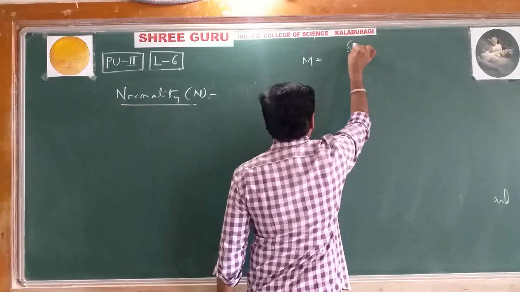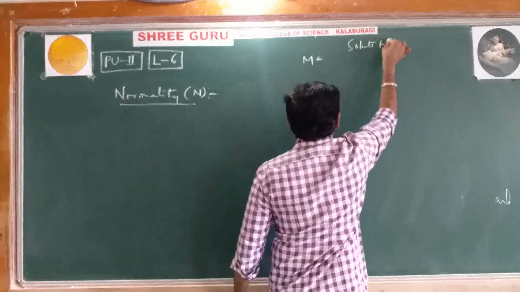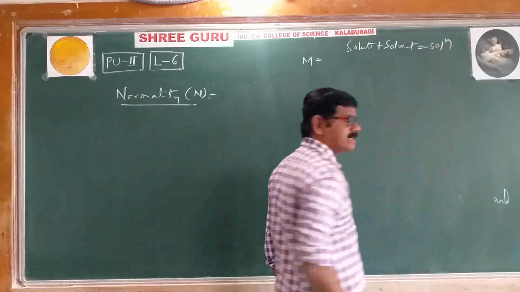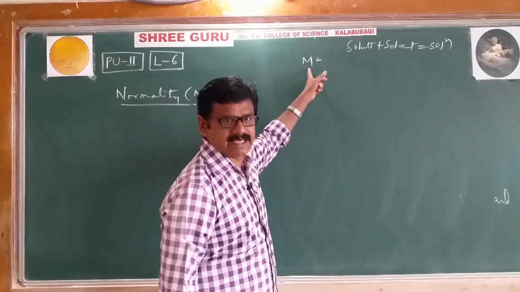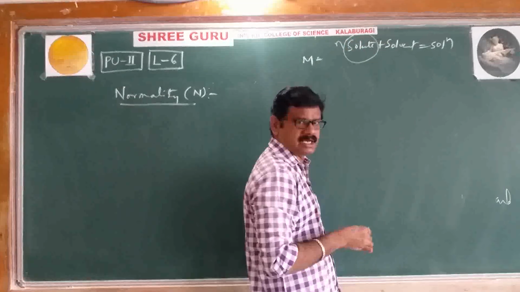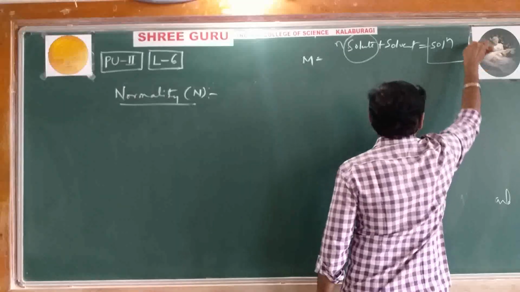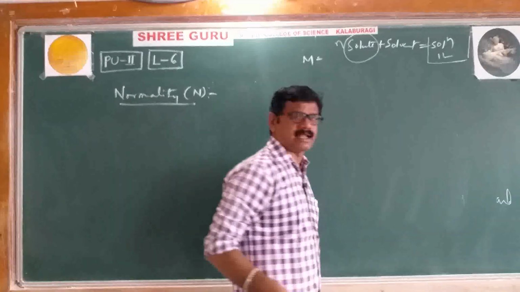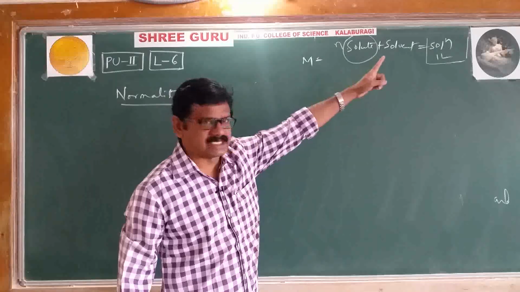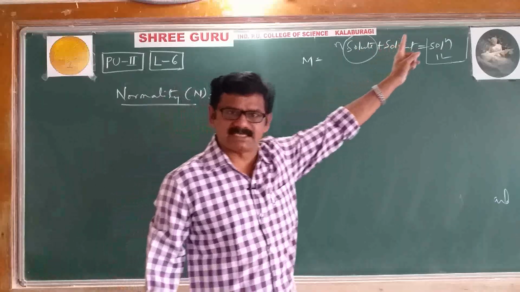Before molarity, I'll write again: solute plus solvent will give solution. This is already known to you. Now what is molarity? Molarity is nothing but the number of moles of solute present in 1 liter of solution. That is already known to you. The number of moles of solute present in 1 liter of solution is called molarity.